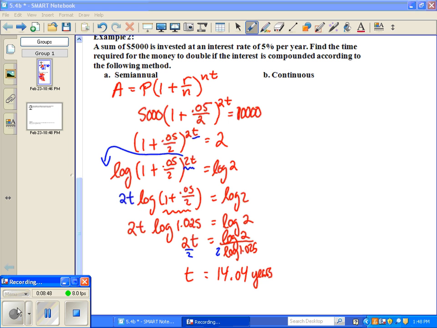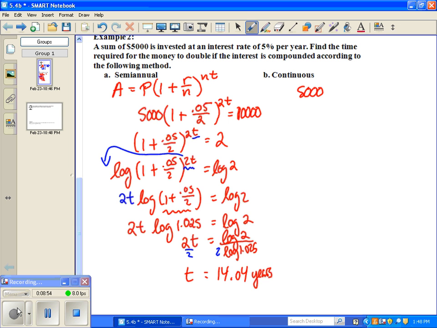We're going to compare that to when our interest is compounded continuously. So again, the principal is 5,000, but now we're using the base e, because remember that's our formula for continuous growth. So 0.05 is our rate times t equals, again, we want it to double, so we have 10,000 at the very end. So again, start by dividing both sides by 5,000. So we have e to the 0.05t equals 2. Now we apply the natural log to both sides.